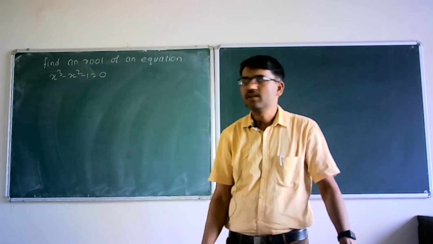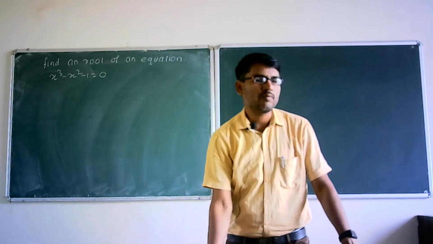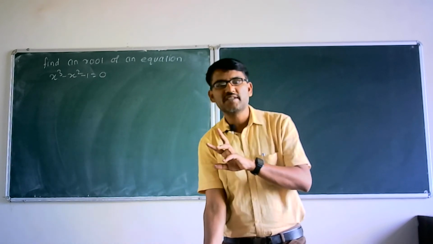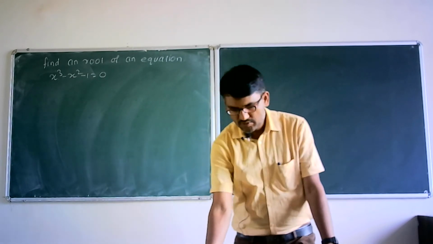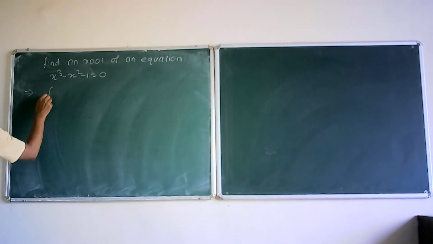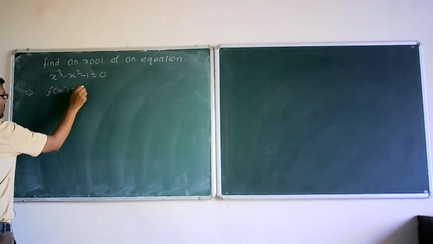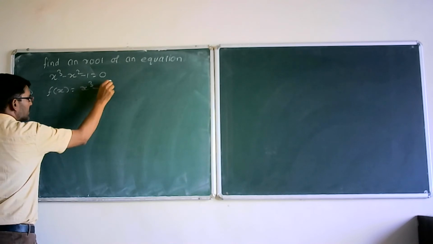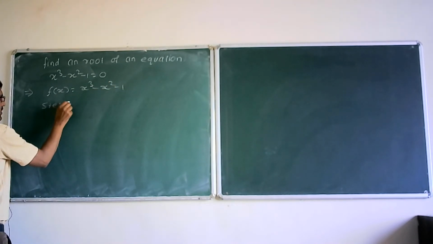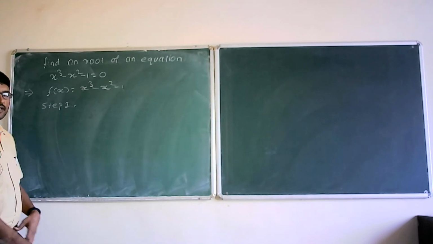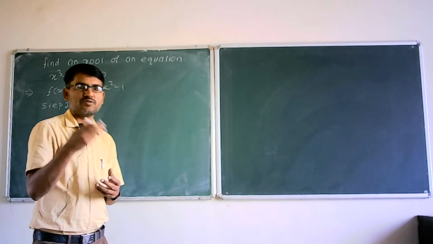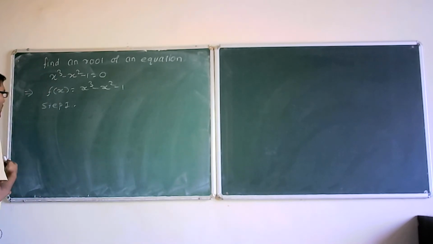So we will stop our process when we obtain a root that is correct up to 2 decimal places. Now what is our first step? We write f(x) = x³ − x² − 1. Step one: we want to determine two numbers a and b such that f(a) × f(b) < 0, that is, they must have opposite signs.